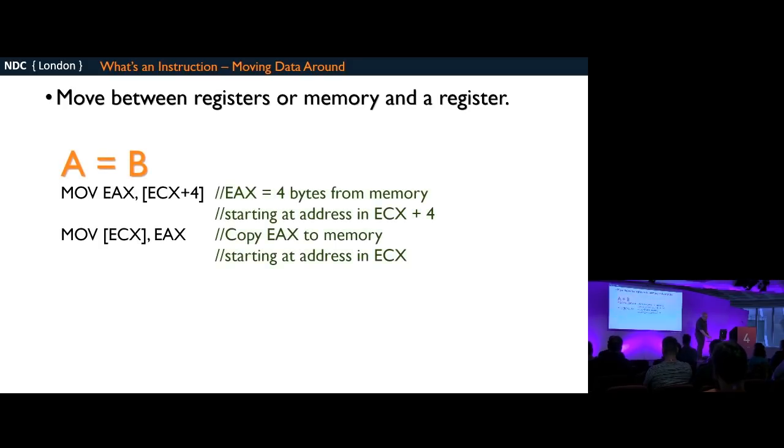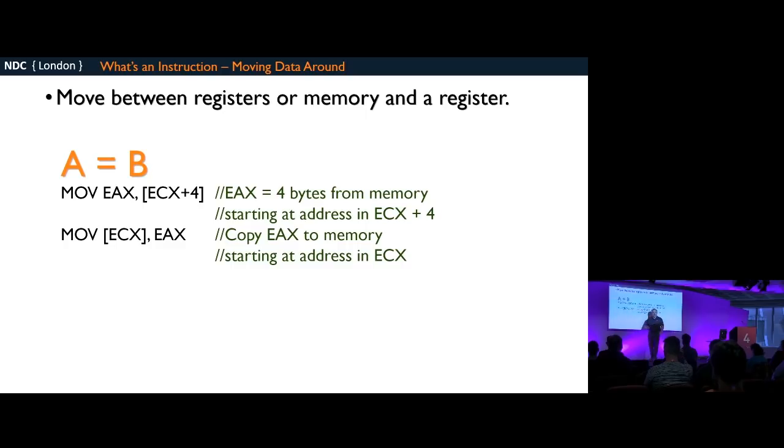So I want to set A equal to B. Now, right underneath that is the assembler code that we would give our Intel instruction to tell it how to do that. Let's look at this in some detail. Whatever you see, like E something something, that's a register. It's the name of a register in the CPU.